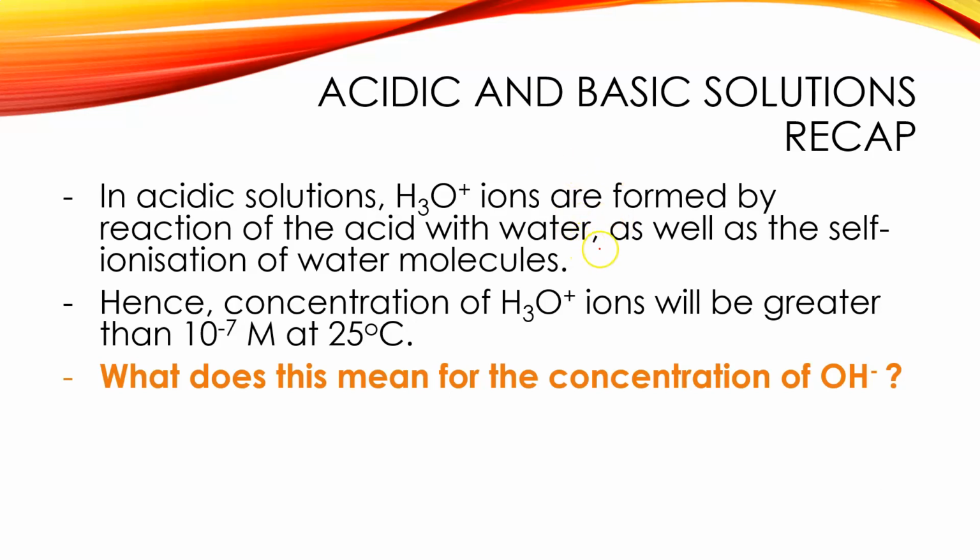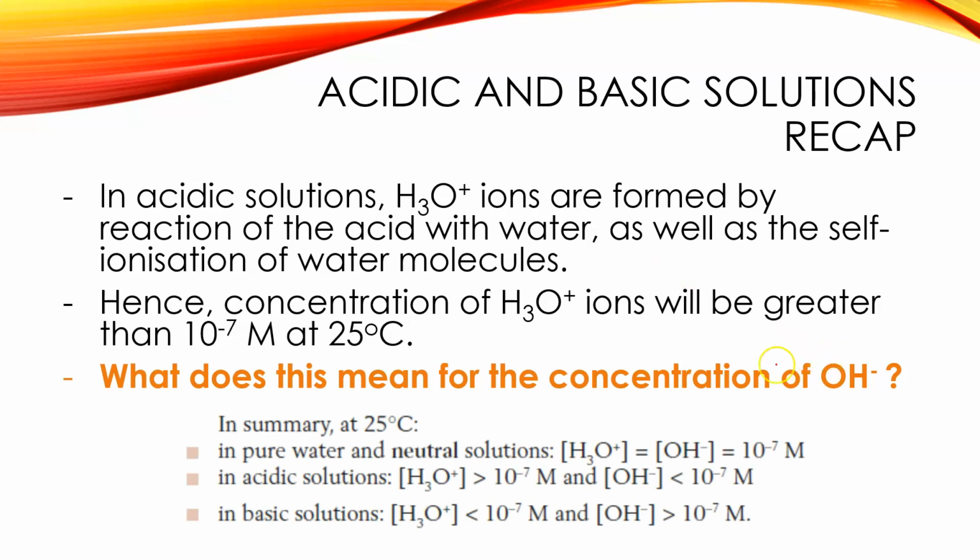So in acidic solutions, H3O+ ions are formed by the reaction of the acid with water, as well as the self-ionization of water molecules. So the concentration of H3O+ will be greater than 10 to the negative 7 at 25 degrees C. And conversely, the concentration of OH- will be less than 10 to the negative 7.